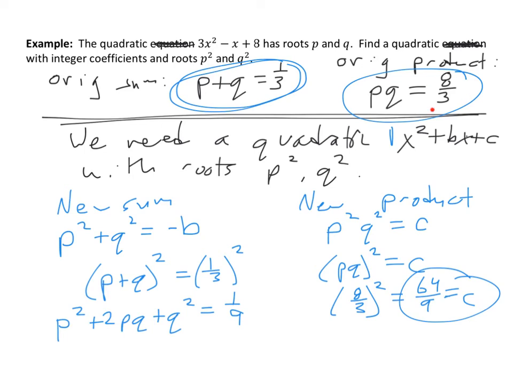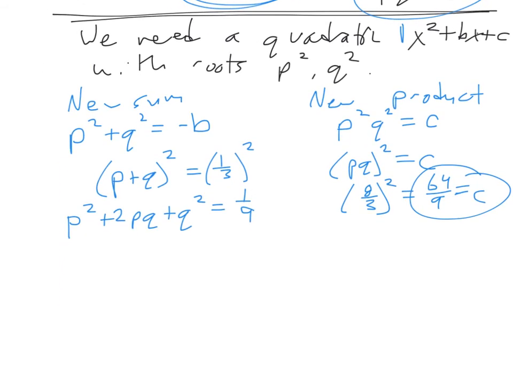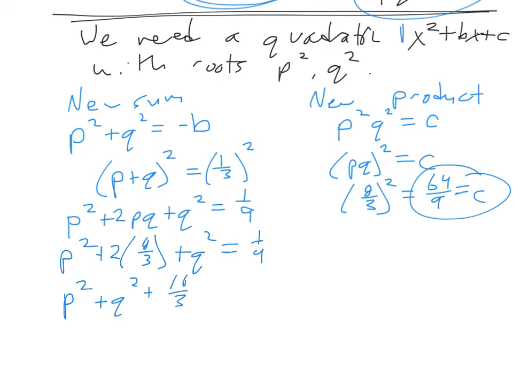Hey, wait a minute. pq is 8/3, right? So I can take 8/3 and put it right there, and that'll let me solve for p squared plus q squared. So let's take that 8/3 times 2, and we still have the p squared and the q squared around it. So p squared plus q squared plus 16/3. Wait, I'm going to want that to be 9ths, so if I multiply the top and bottom by 3, this will be 48/9, and the right side equals 1/9.